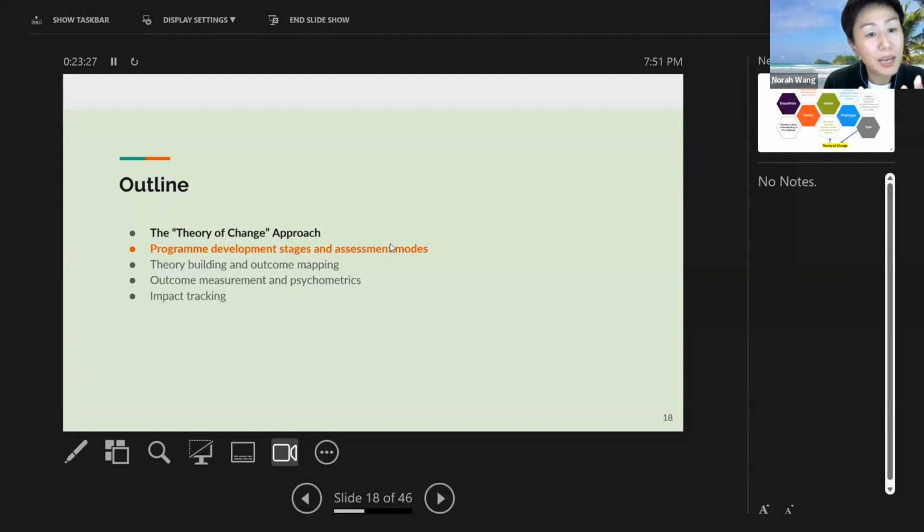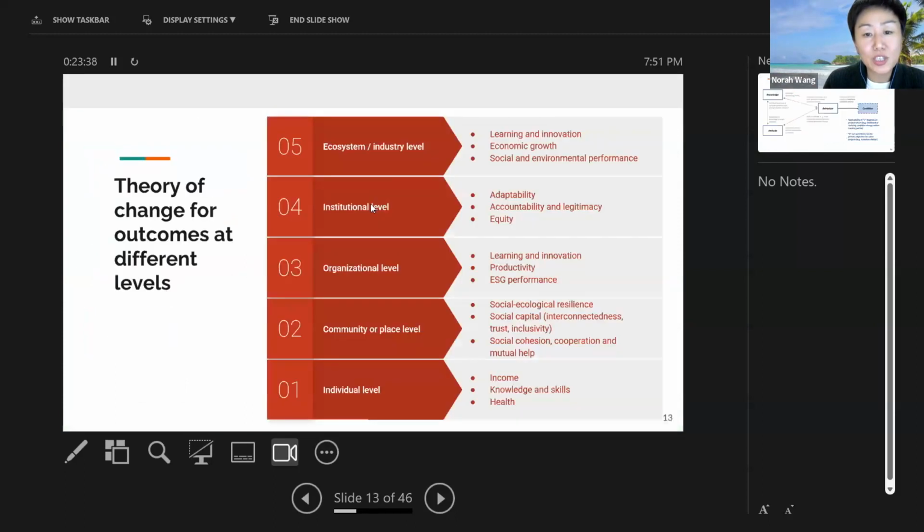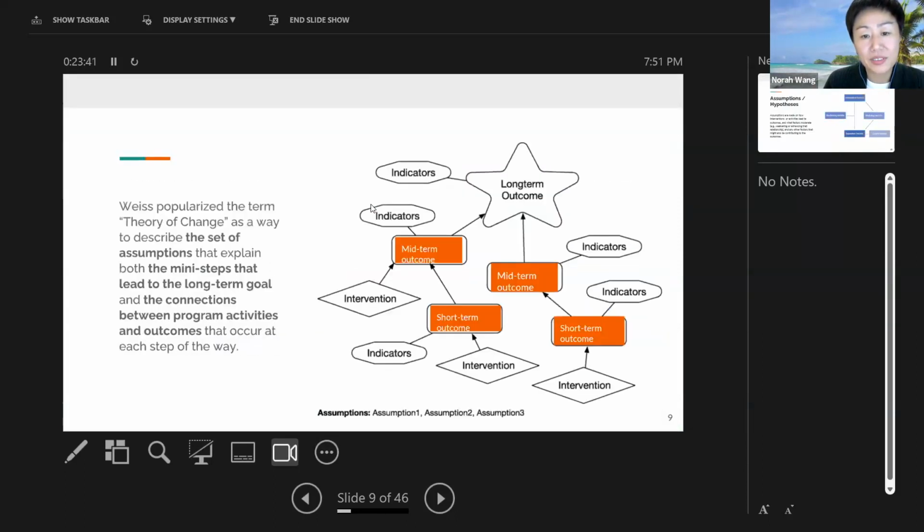So in summary, theory of change is basically your theoretical assumptions about what works and what doesn't work. So what you need to do is map out these pathways, how my interventions are leading to short-term, mid-term, and long-term outcomes, right? And then the assumptions behind that. That's the theory of change. That's the impact pathways that we want to articulate.